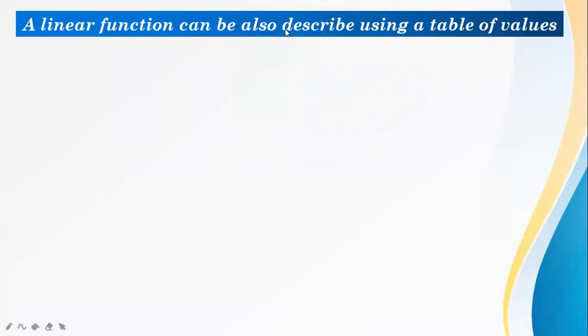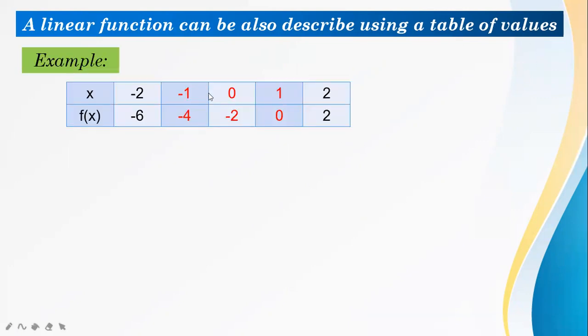Then we have a linear function can also be described using a table of values. Now we have the example. Now look at this example. We have the same example. So this one is negative 1, 0, 1, then negative 4, negative 2, 0.